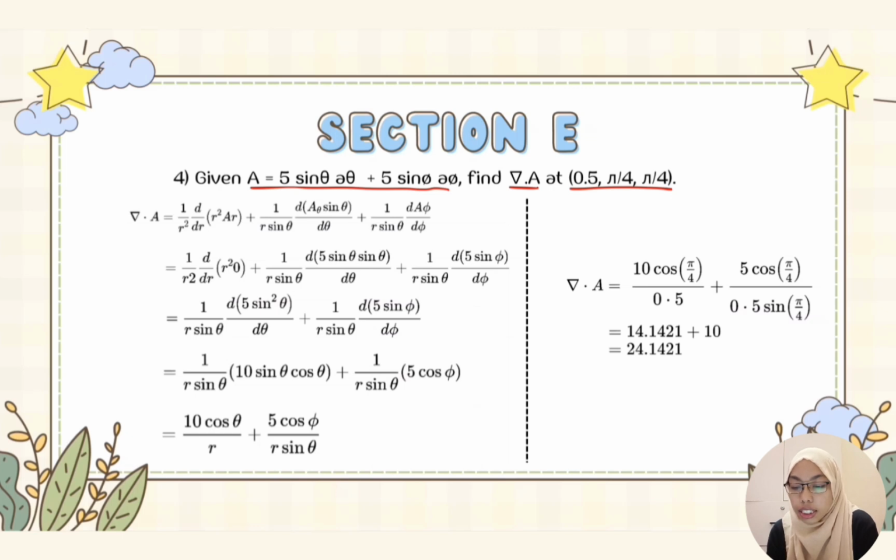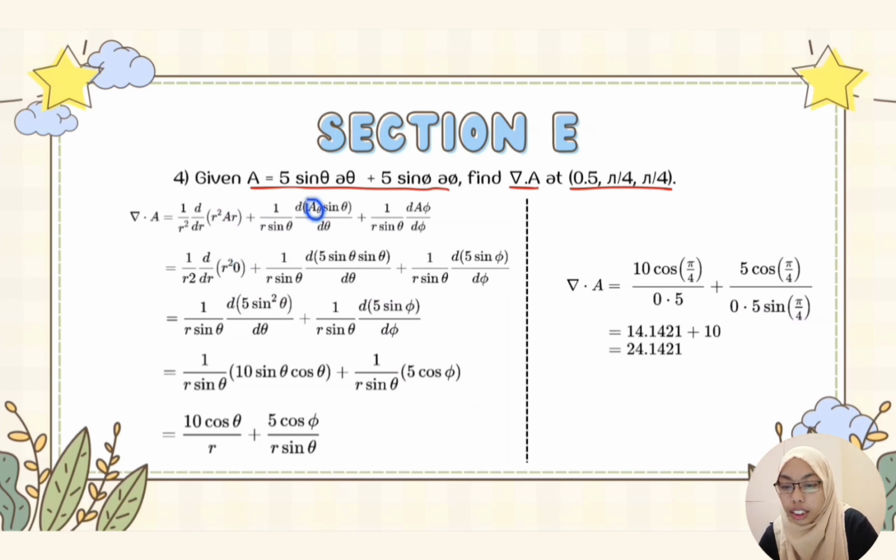We know that the information was given in spherical coordinates. So, the formula for the divergence of A in spherical coordinates is this one. Then we need to put the information into the formula. AR, we don't have the information of AR, so we assume it as 0.